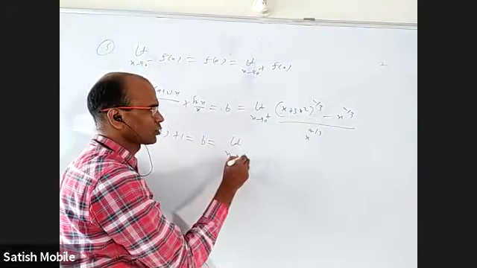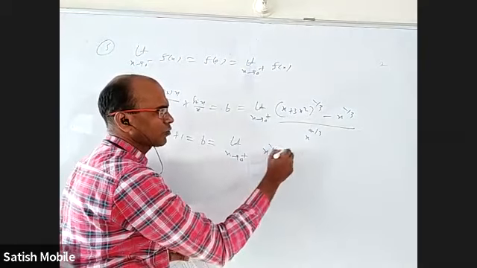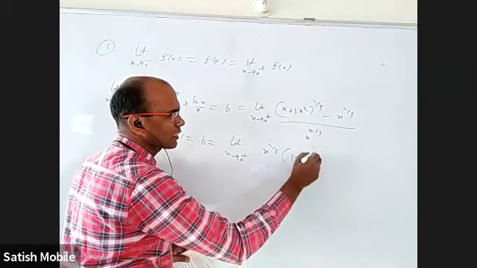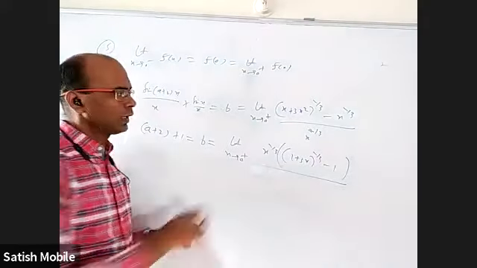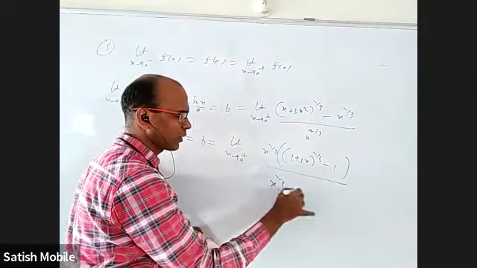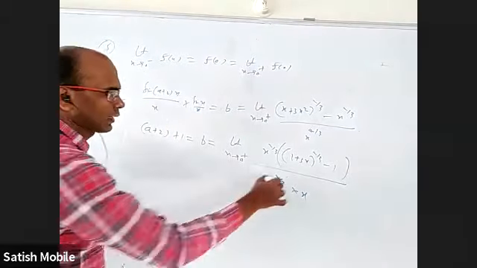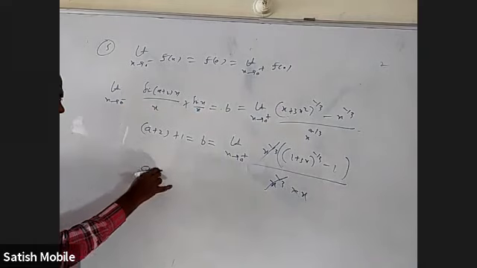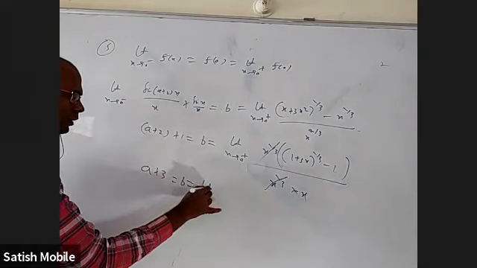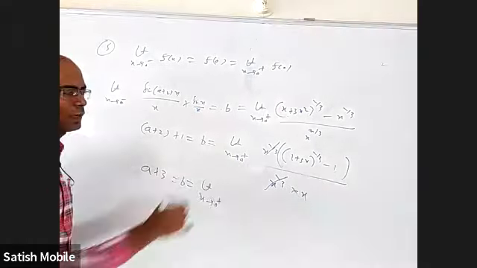Limit x tends to 0 plus. If I take x power 1 by 3 common, I'll get (1 plus 3x) whole power 1 by 3 minus 1. x power 4 by 3, I can write x power 1 by 3 into x. Cancel x power 1 by 3. So this is a plus 3. This is b. This is limit x tends to 0 plus.